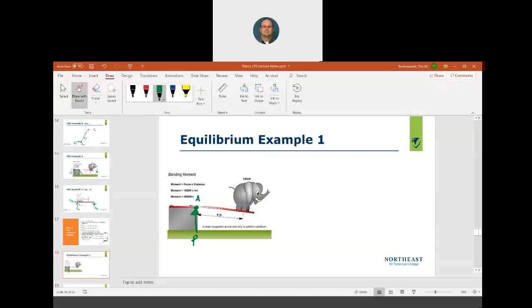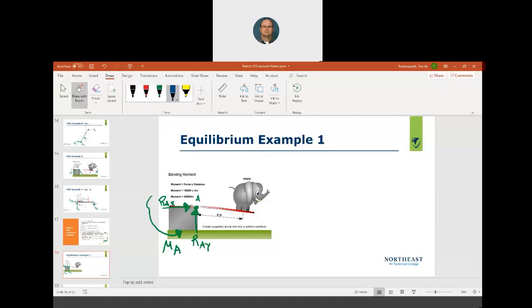We have the reaction at point A in the Y direction. We have the reaction at point A in the X direction, okay? And then we have the moment about point A, okay? Free body diagram, step 1, okay? All right, okay. Step 1 is done.